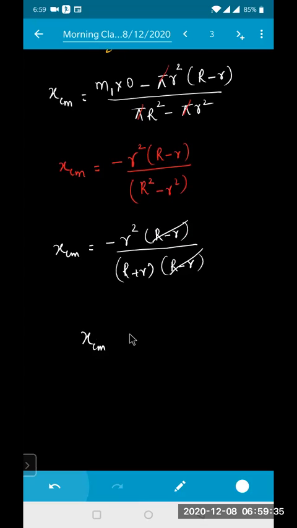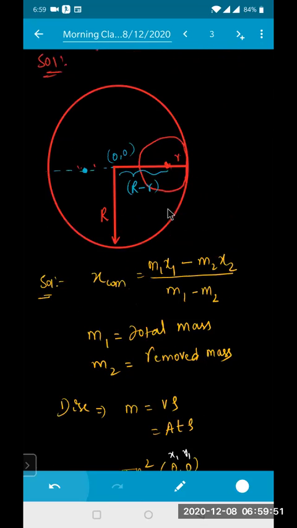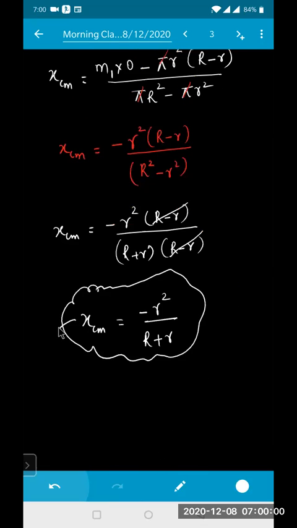So the shift in the center of mass is minus r square divided by capital R plus small r. So this is the shift in the center of mass. Since the shift is negative, it is going in which direction? See, since it is negative, this will be the x shift. So it is shifted. I can write this as x shift also. Understood? Clear?